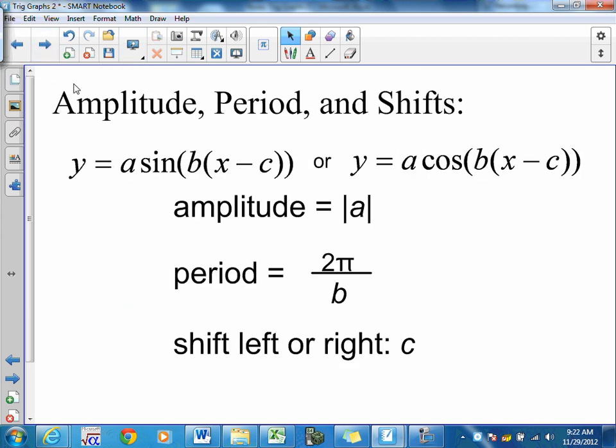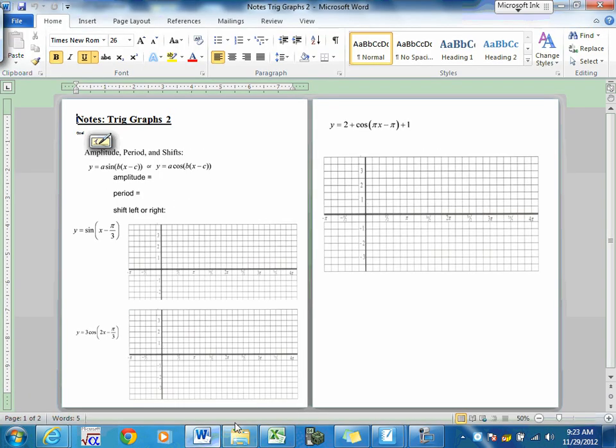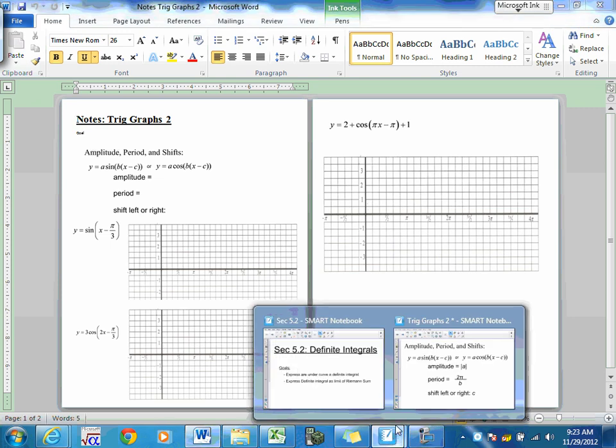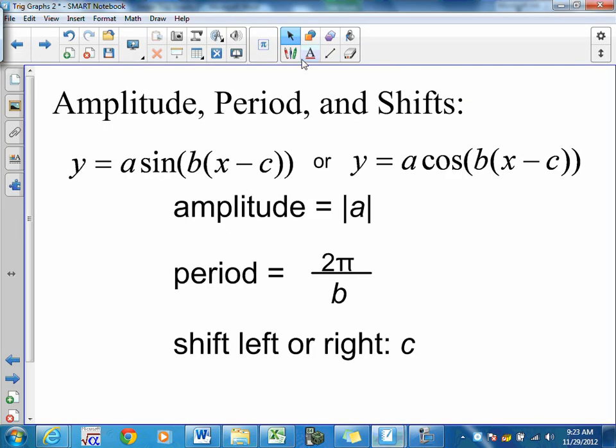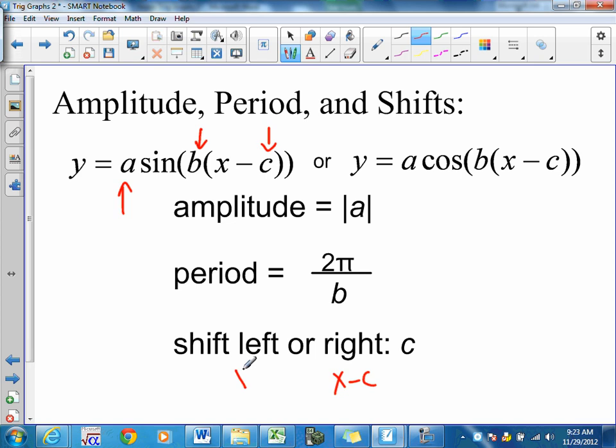So let's look at our formulas here. I think this is where the notes start. So we have our formula now. Our A is our amplitude. We've already done that. Our B is our period. We've already done that. Now we're adding this x minus c, which is going to shift it left or right. If it is x minus c, we shift it to the right. If it's x plus c, we're going to shift it to the left, just like with our parent functions.